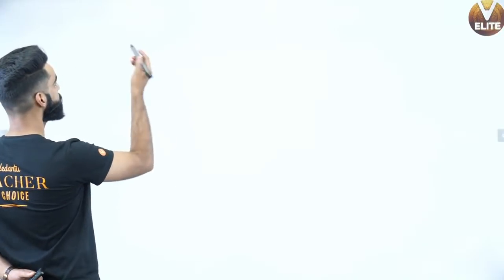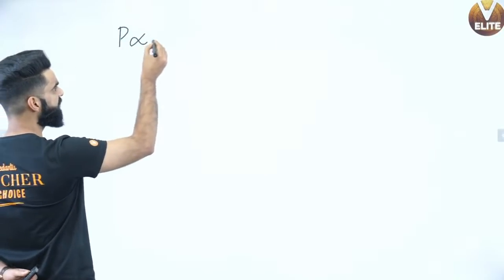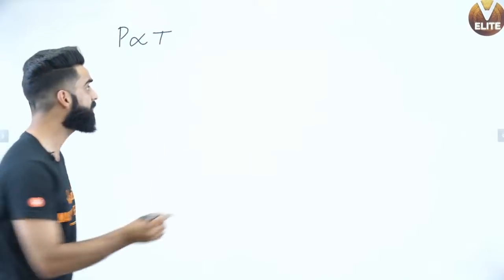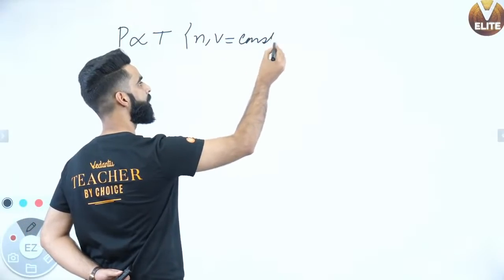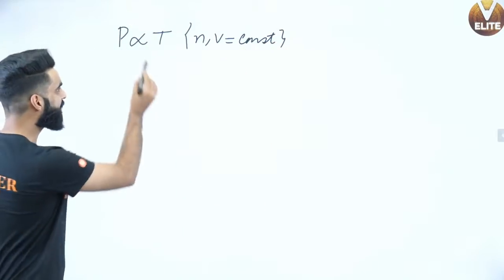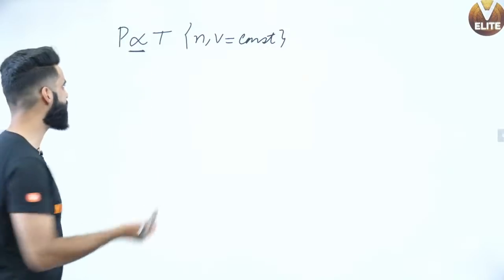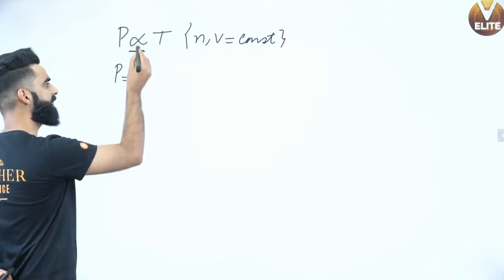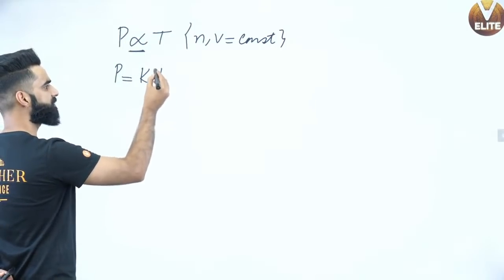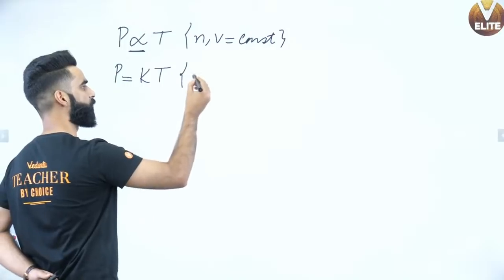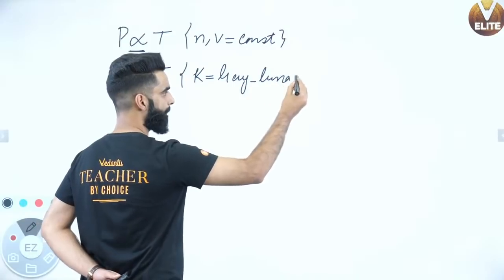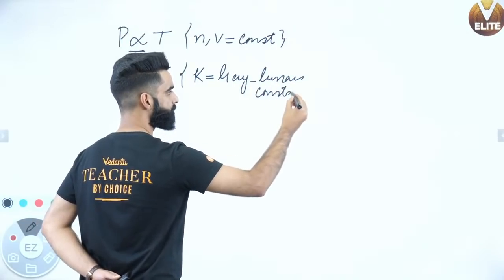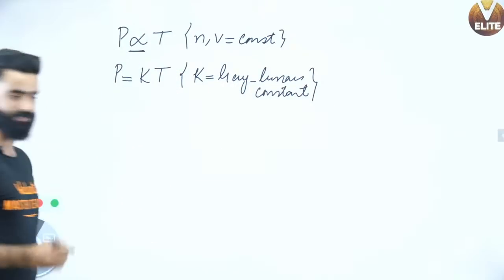Have a look, guys. What we got to know till now is that the pressure of the gas is directly proportional to the temperature of the gas in Kelvin, provided the number of moles and volume of the gas are fixed, are constant. Right? Now, can I remove this proportionality sign? I can do that. Very, very simple. So I'll be writing P is equal to KT, where this constant K is what we call Gay-Lussac's constant, right?